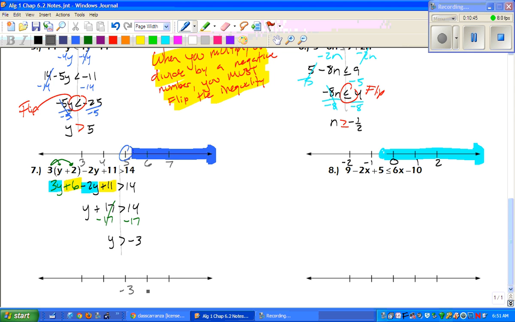Okay, so negative 3 goes in the middle. 2 above, 2 below. Open or closed? Hopefully you said open, and we shade to the right. Okay. Why don't we see how you guys do? Okay, if you need to look at the steps at the very top, please do so. You do not need to distribute, but you do need to combine. Okay? All right, let's pause the video and see how you do.